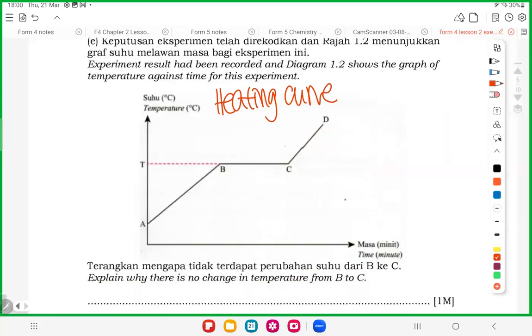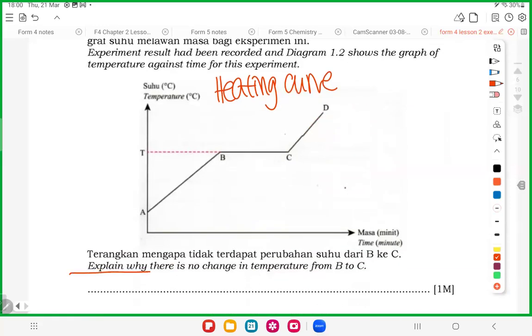So the question asks, why is there no change in temperature from B to C? B to C is here. Why didn't the temperature change? I told you, this is a very popular question. They always ask you, why during melting the temperature didn't change? Why during boiling the temperature didn't change? They love to ask that.